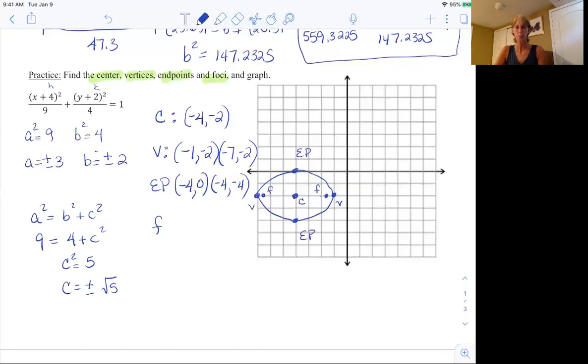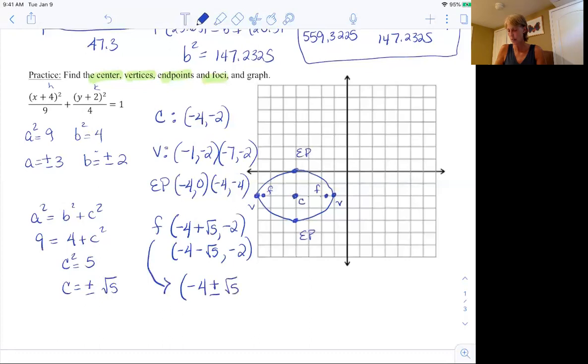Here's the confusing part. I started at -4 and I moved radical 5 units, but my y value is still -2. I started at -4 and I moved in the opposite direction, radical 5 units, but my y value is still -2. Now, some of you may prefer, and this is what I was mentioning yesterday, I prefer, I start at -4, I go up and down, radical 5, my y value stays at -2.